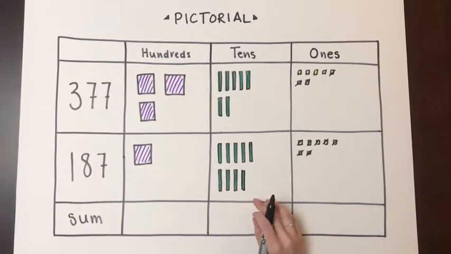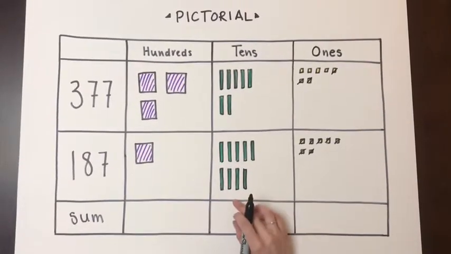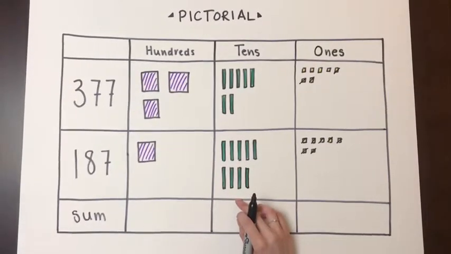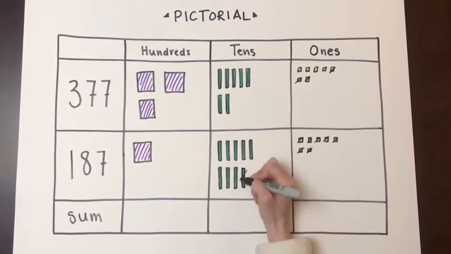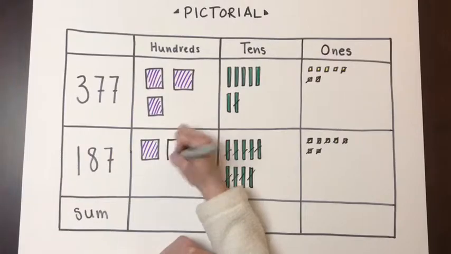Then we will do the same thing in the tens column. Since we carried over 1 rod to the tens column, we now have 16 rods. We need to cross out 10 rods and exchange them for 1 flat. 1, 2, 3, 4, 5, 6, 7, 8, 9, 10. Flat over this way.